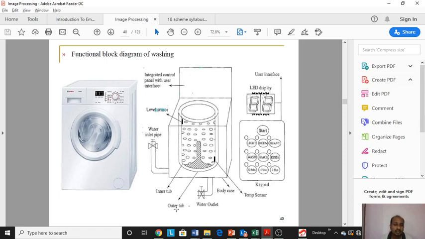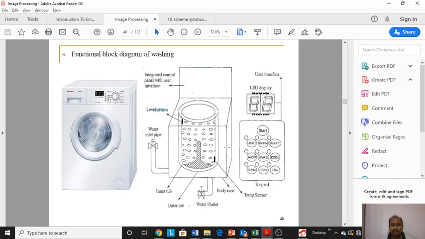And as I told, there are two sensors. One is the level sensor. You can see here, this is the black mark I've written. This is the level sensor, and the bottom one is the temperature sensor. All right. So now this is the inlet pipe for the washing machine, and the outlet pipe we have here.